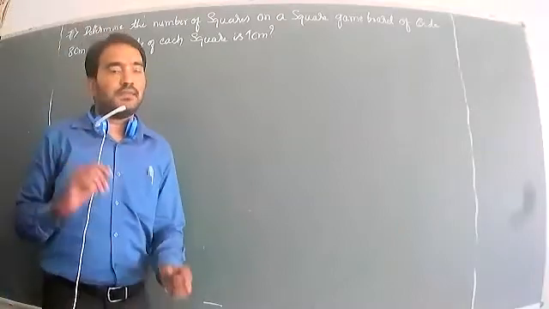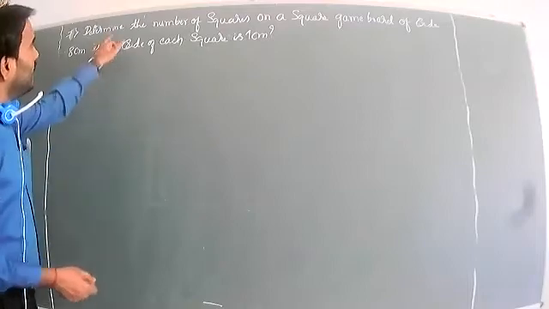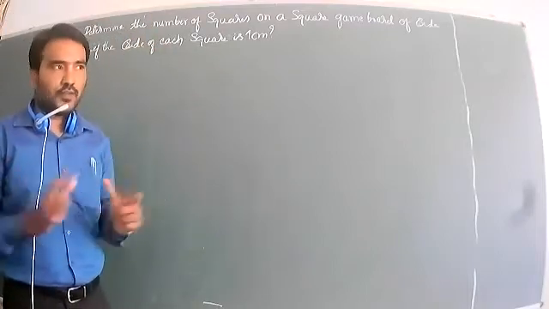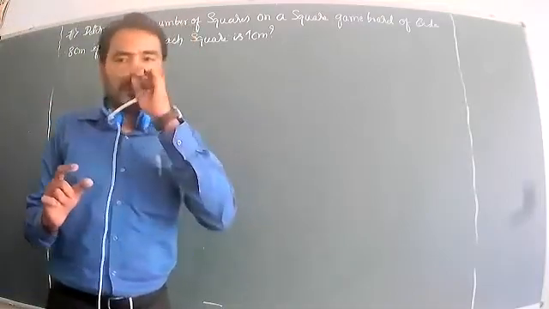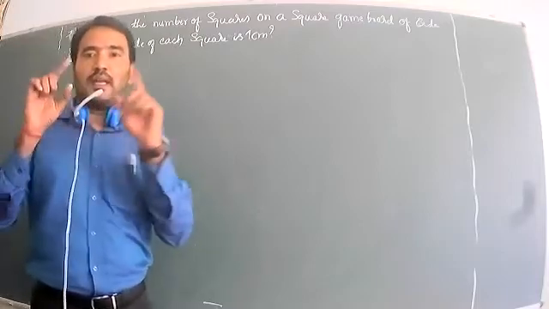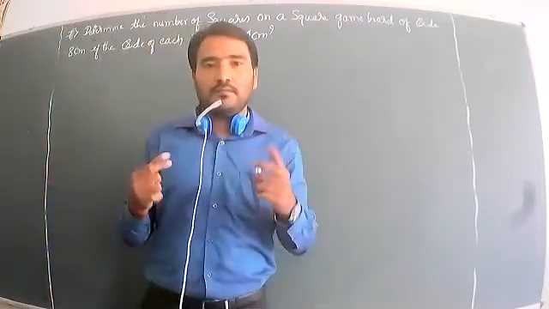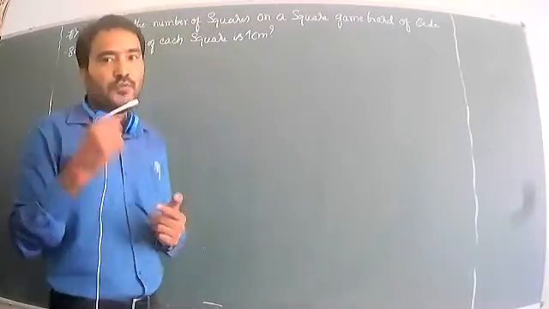Now it is the seventh question. Look at the board. Determine the number of squares. Number of squares means number of bricks, number of tiles, so we can use the formula. There are two ways, with the wall and the brick.